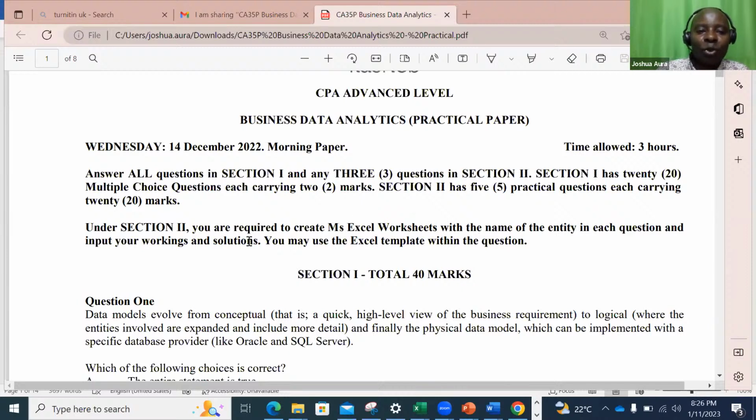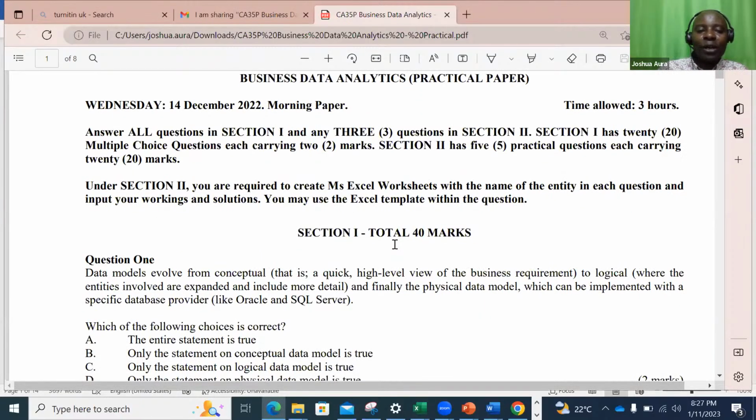Under section 2, you are required to create MS Excel worksheets with the name of the entity in each question and input your workings and solutions. You may use the Excel template within the question. So question number 1.